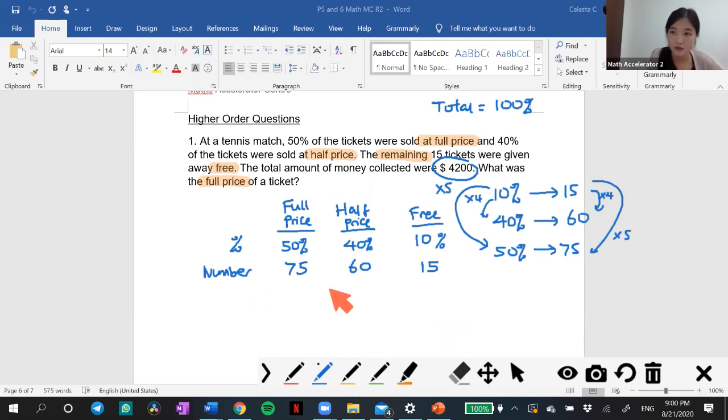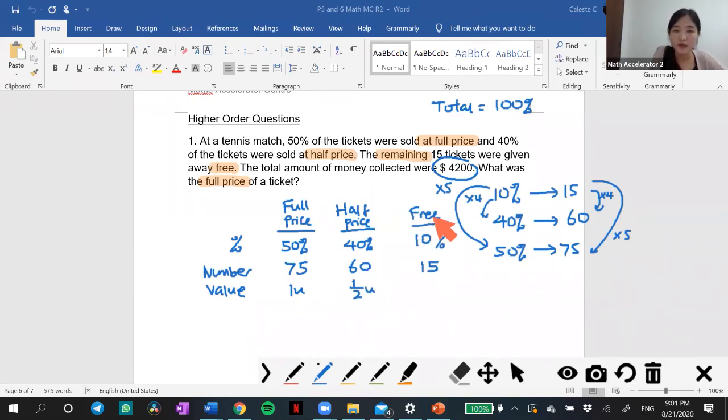Okay, so this is kind of similar to your number times value. So we're applying it in a higher order question. Value. Do you have the value? Is it given? Look at the total. It's in money. 4,200. But it's not given. Right, so for the full price, we can leave it as 1 unit. Half price, how many units will you have? Half.